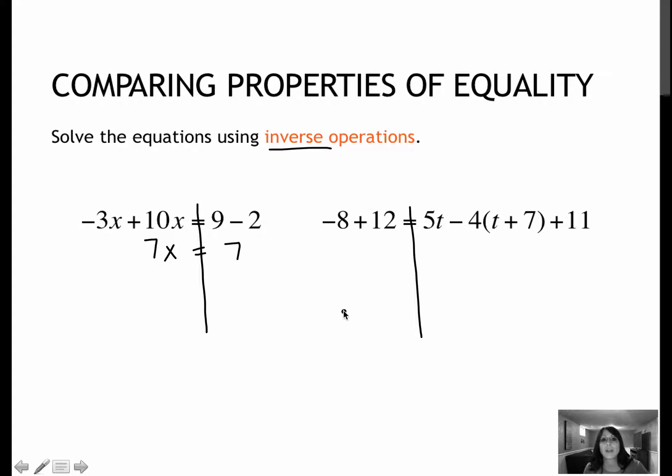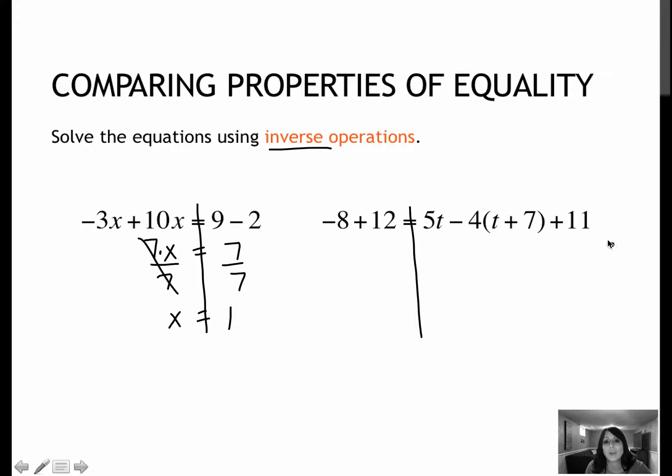Now I'm going to use that inverse operation. So that first step was just to combine like terms on each side. So we're cleaning it up before we do inverse operations. This is 7 times x. I'm going to divide by 7 because that's the opposite operation to get x equals 1. Again, I can plug that back in and do the check.